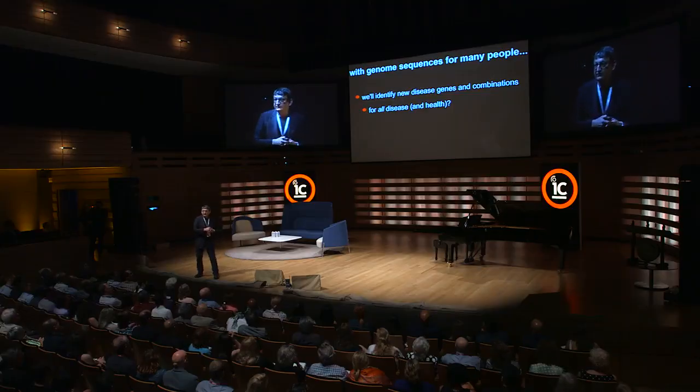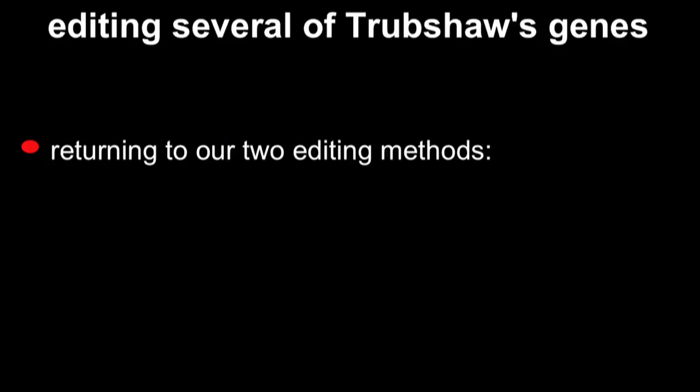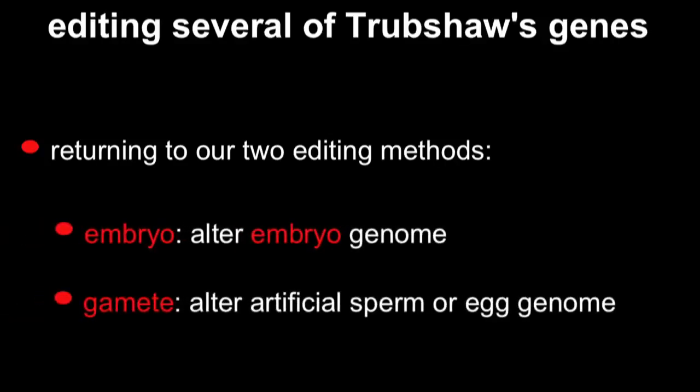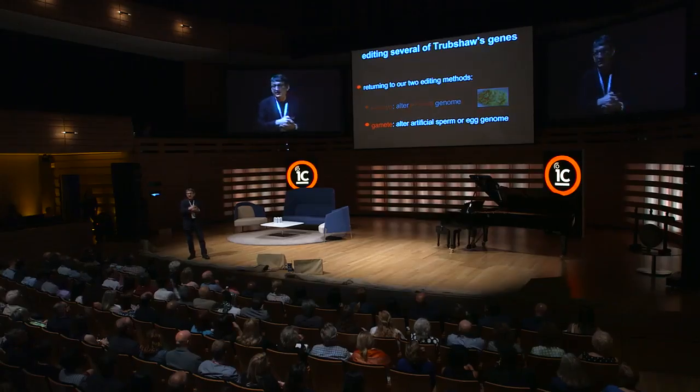But another corollary of this, I think, is that it's going to show that every embryo that's produced will have multiple so-called problem genes. So might genome editing in the future be able to fix these multiple problems? To answer this, I'd like to return to our two editing methods. Before, remember, we were talking about editing the single-cell embryo genome. The problem with making multiple edits in a single-cell embryo genome is that the single-cell embryo quickly becomes a two-cell embryo. You want to get at the one-cell embryo, so you've got quite a finite window of opportunity. And if you're doing multiple cuts, there is a risk that you might end up with scrambled eggs. We don't want that, and I think it's much more likely that this other method, gamete genome editing, will be the one that we choose.